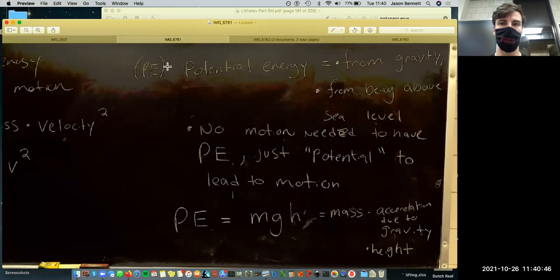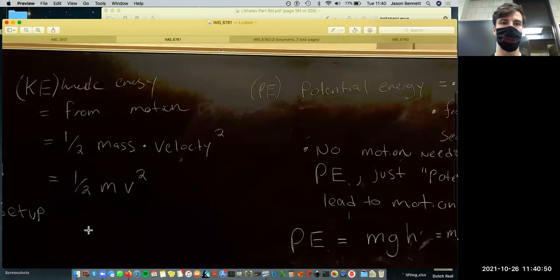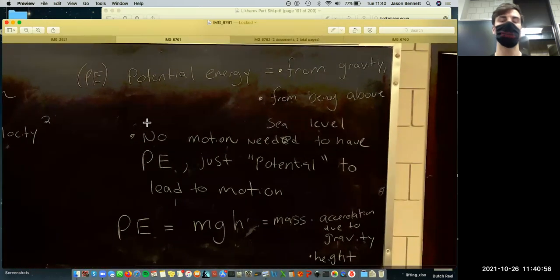So potential energy. Potential energy is a little bit more mysterious than kinetic. Kinetic is always associated with motion, and so it's easier for us to understand that something moving has energy. But potential energy is a little bit more difficult to understand.